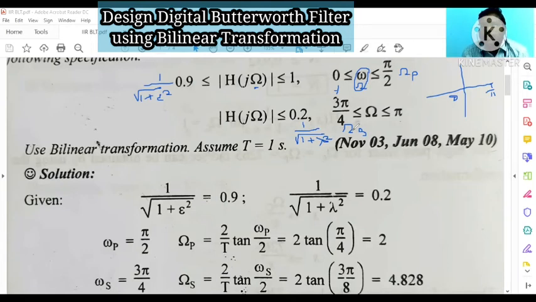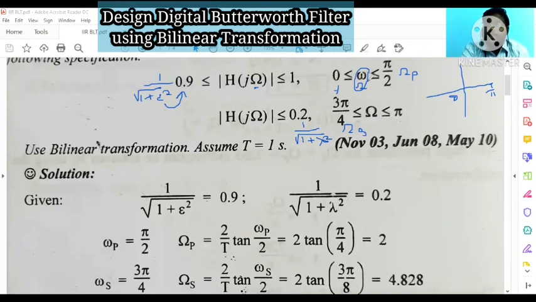So this is the standard format, right? First you just find out the parameters, that is epsilon, lambda, omega p and omega s. This is the first step. So 1 divided by root of 1 plus epsilon square is equal to 0.9, isn't it? In this place you have 0.9, so I just equate this to 0.9. Next, second step, 1 by root of 1 plus lambda square is exactly equal to 0.2. So I just compare this one, right?